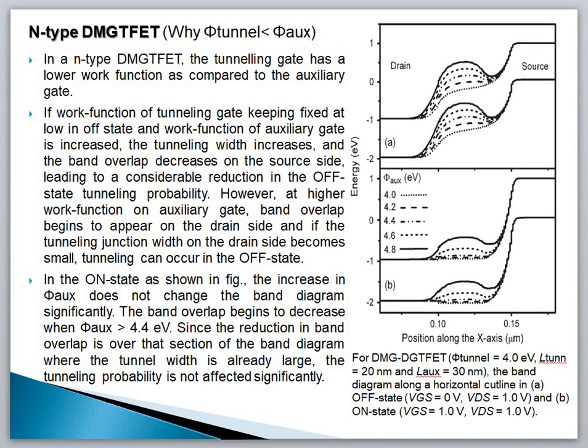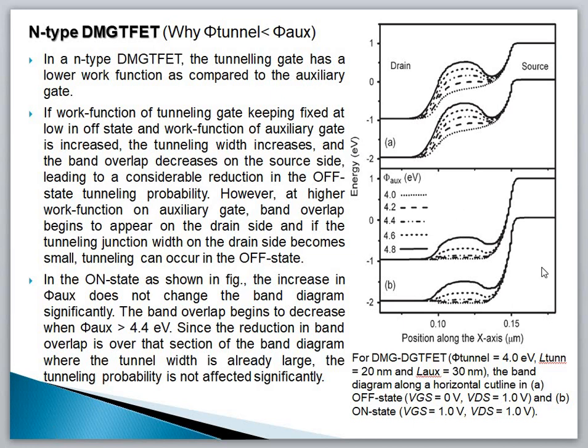Next, we will talk about the on-state current. This is the second figure. In the on-state, as shown in the figure, the increase in the auxiliary gate work function does not change the band diagram significantly. The band overlap begins to decrease when the auxiliary gate work function is greater than 4.4 electron volt. Since the reduction in the band overlap is over that section of the band diagram where the tunneling width is already large, the tunneling probability is not affected significantly.